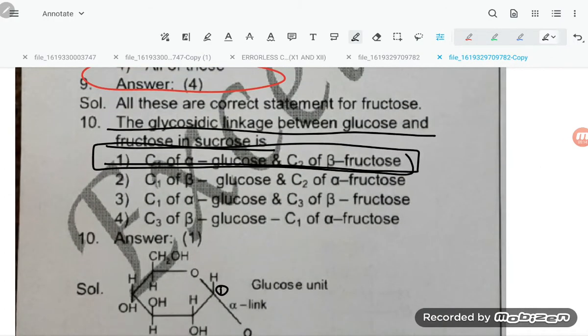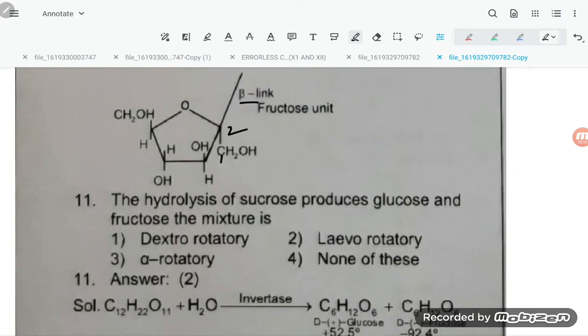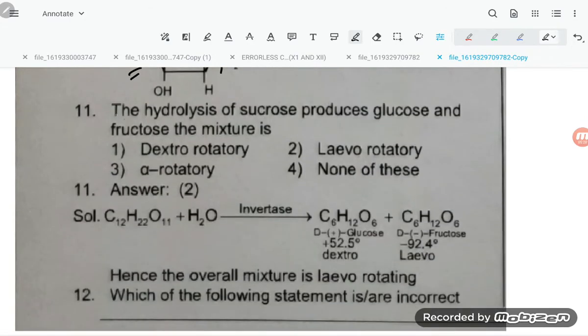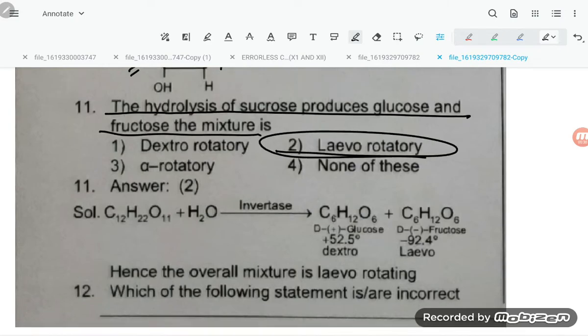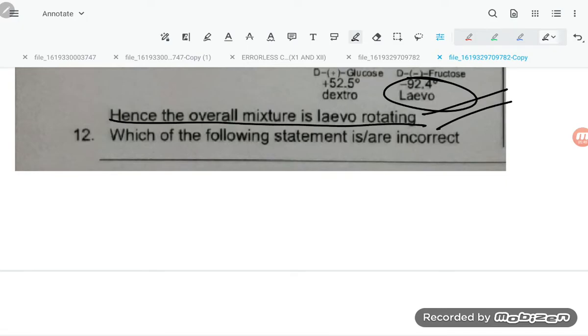So here what they are saying, C1 of alpha glucose to C2 of beta fructose. So that is 1 and 2. That is the fructose and this is glucose. The hydrolysis of sucrose produces glucose and fructose. The mixture is dextrorotatory? No, this is levorotatory, student, because the levo form is minus 92.4 while dextro is 52.4. So the effect will be the levo form. Hence the overall mixture is levorotatory.